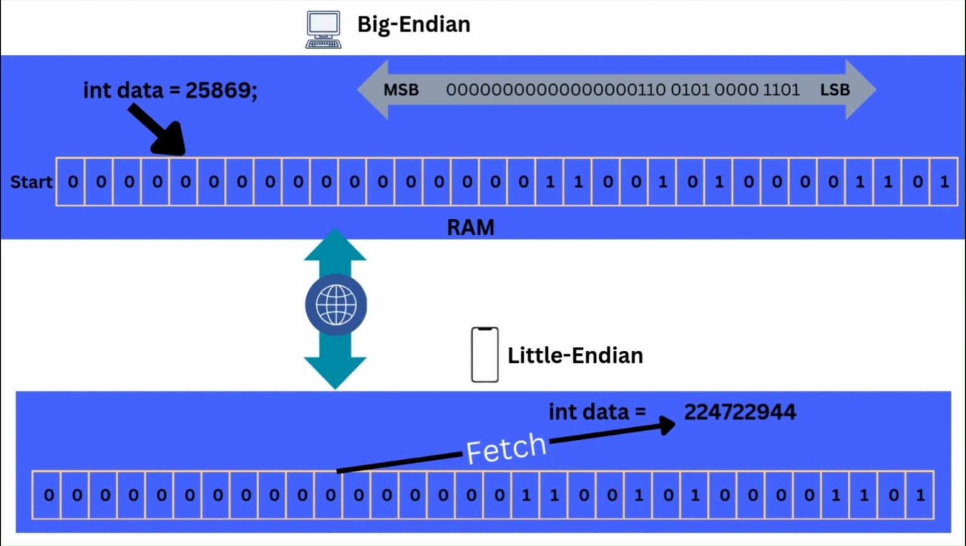We already discussed how to convert binary into decimal. You can use a calculator and convert. But here it came out as a different number. We saved 25,869 in big endian, and it is transferred to the mobile and fetched. But the mobile is little endian. Due to this, the data is completely different, which leads to some software errors or system errors.